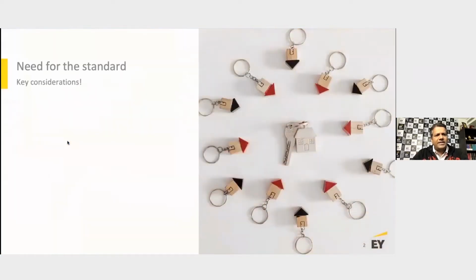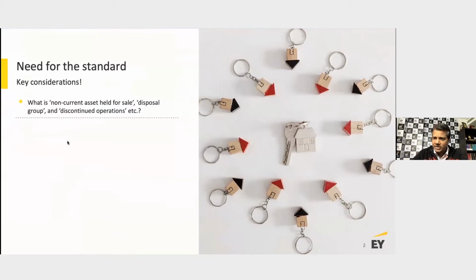Some of the key things which we need to pick up are what a non-current asset held for sale is. So we'll quickly refresh our memory in terms of the definition of the non-current asset, which is nothing but to say that whatever is not a current asset is a non-current asset. What's the meaning of the disposal group? That's a very, very important perspective here, because whatever forms part of the disposal group gets classified as held for sale. And how do you define discontinued operation? We will talk about it.